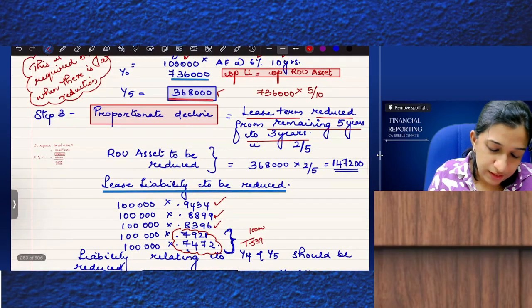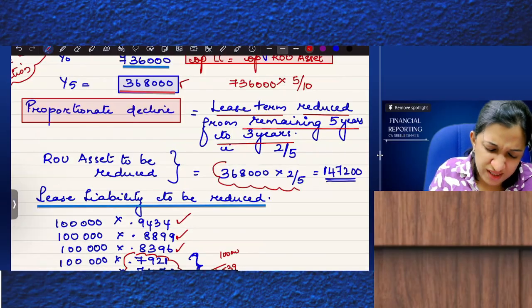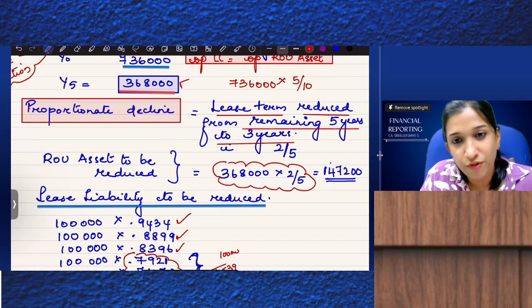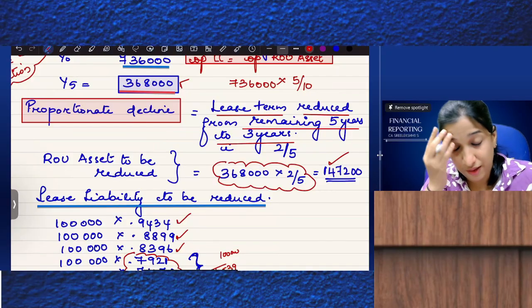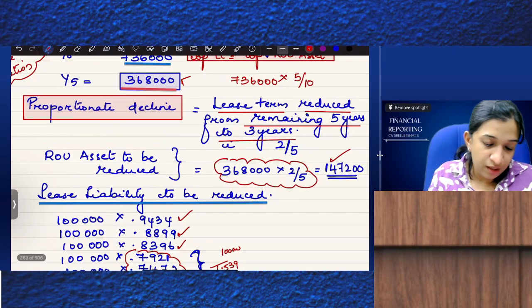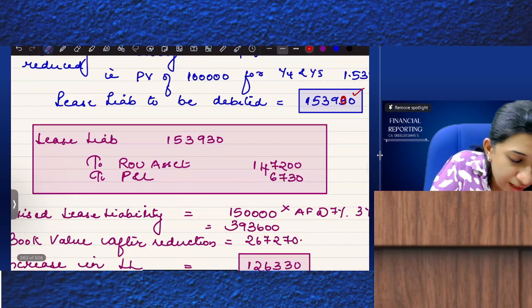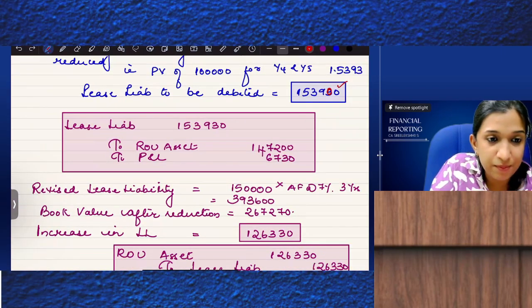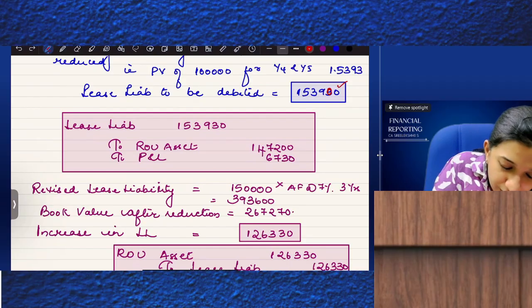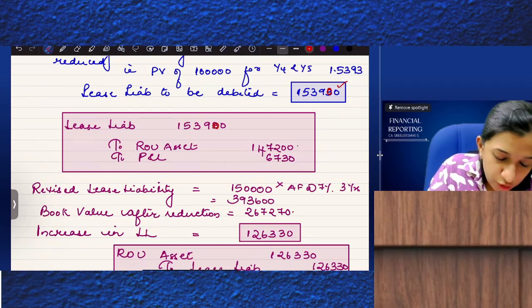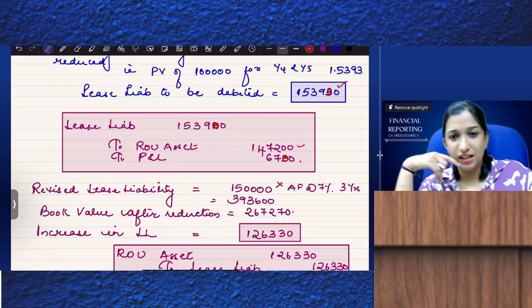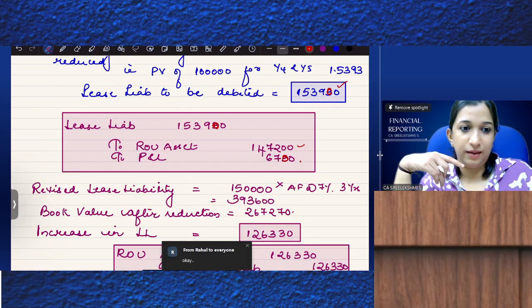So the ROU asset to be reduced is 2 by 5, you write off. Useful life reduced, you write off 2 by 5. So for the partial reduction, the entry you should pass is lease liability debit 1,53,900 to ROU asset, to P&L 6,700. Are you okay with this? Is there anything that I need to explain once more? Clear? Okay.